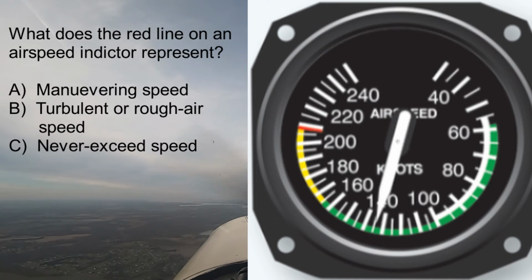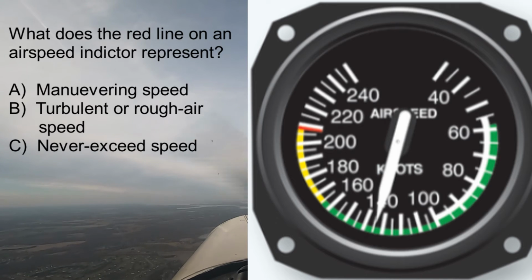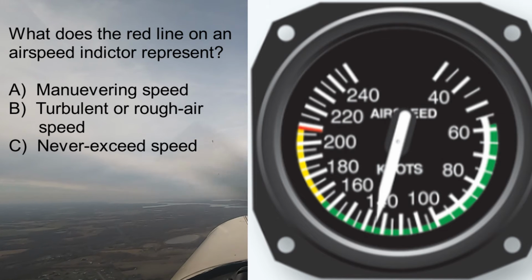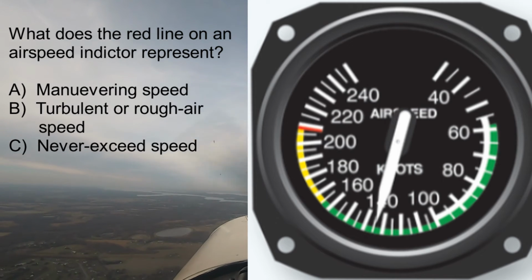So the full flap operating range, remember, is indicated by the white arc on the airspeed indicator. And the airspeed indicator in this figure indicates that that operating range is from 55 to 100. Okay, question 2. What does the red line on the airspeed indicator represent? A, maneuvering speed, B, turbulent or rough airspeed, or C, never exceed speed?